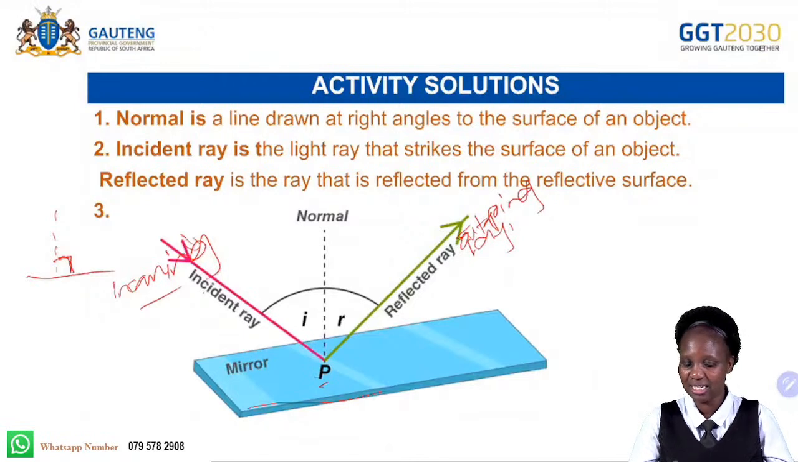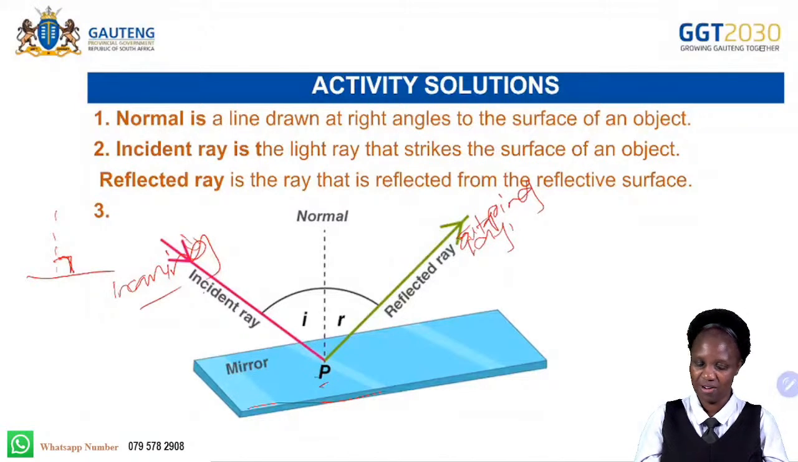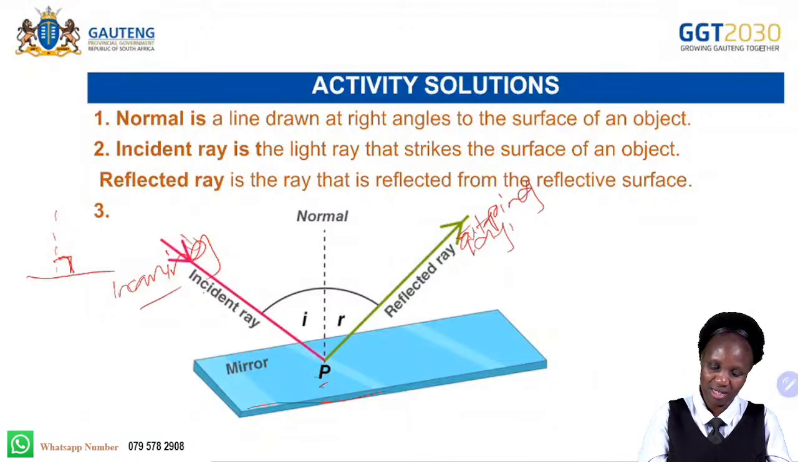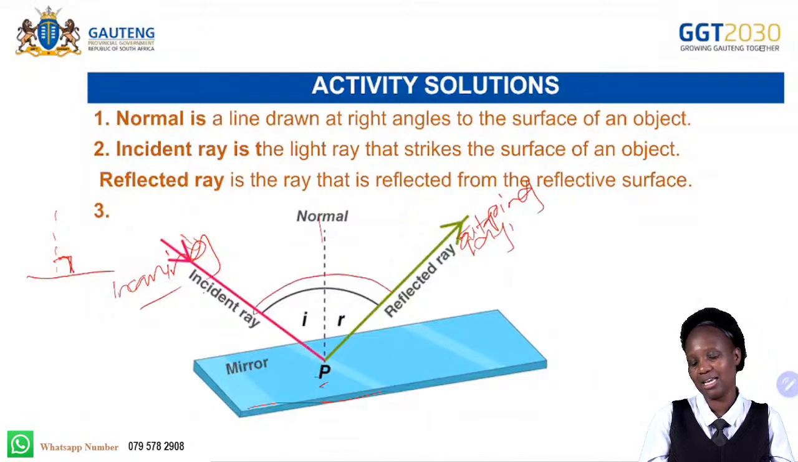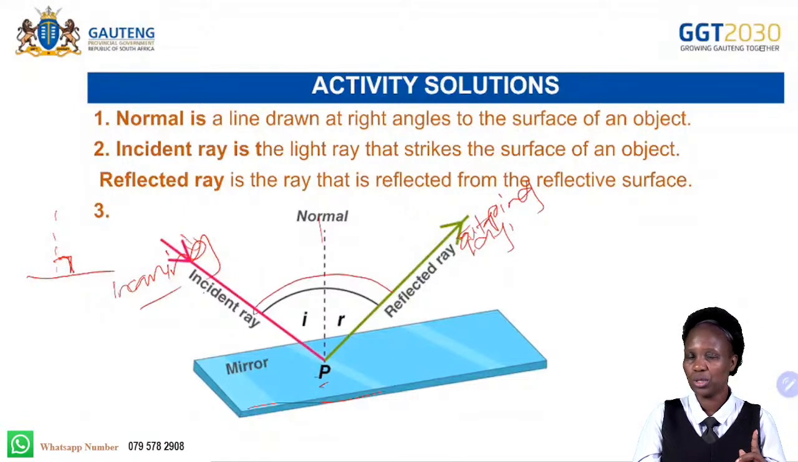Reflected ray is the ray that is reflected from the reflective surface. And then this is the normal here. And then let's check the right angle. This is the right angle here, between the incident ray and the reflective ray.